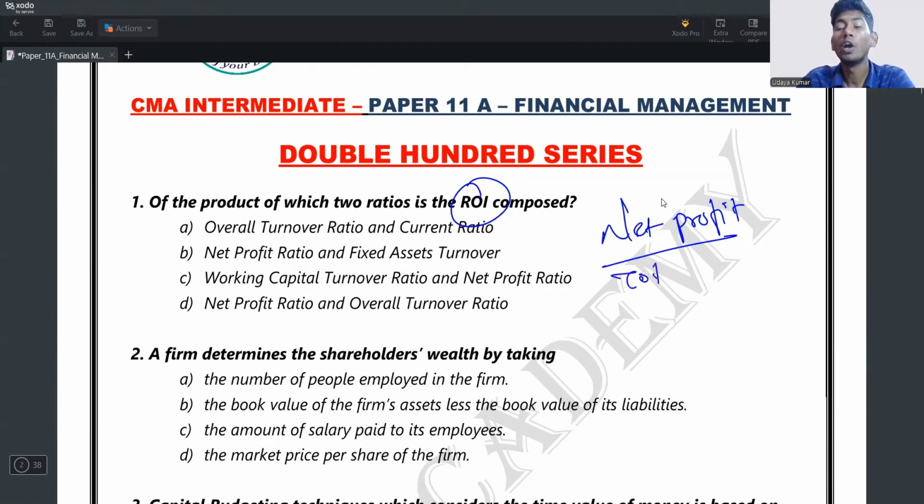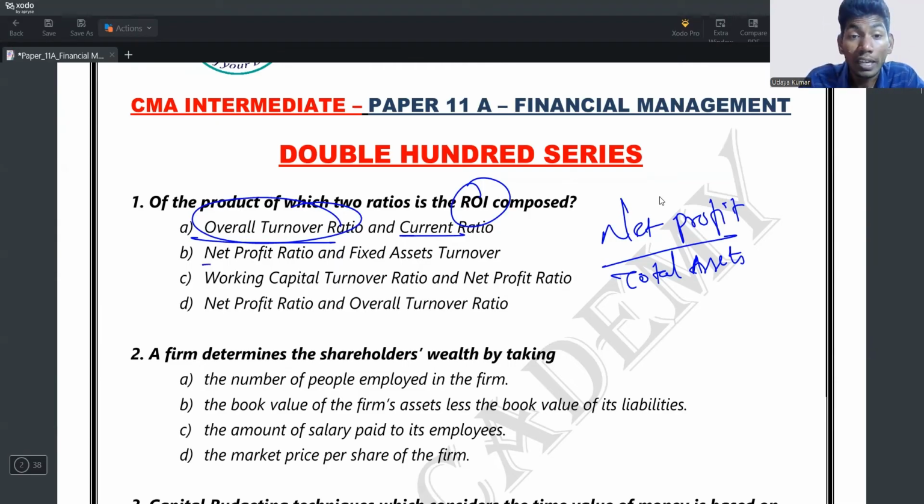Net profit divided by total assets. So here, an easy one. Look, option A, overall turnover ratio and current ratio. The overall turnover ratio is considerable, okay, I'll tell you later. The current ratio will not be considered here.